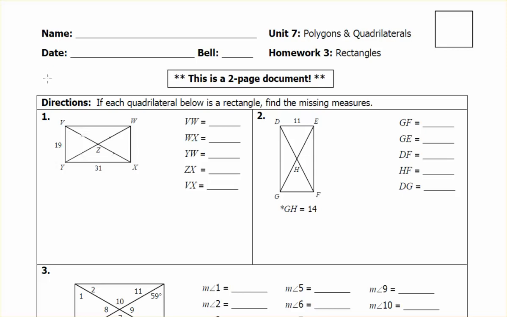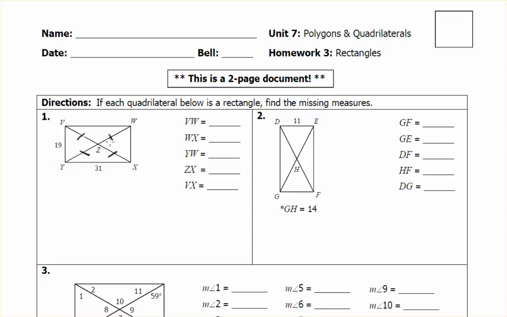The first thing I want to do is make sure we remember the properties that we learned of a rectangle. There were two new properties. The first one was that the diagonals of a rectangle are congruent to each other. Remember, if we combine that with the property of a parallelogram for the diagonals, which was that they bisect each other, that means for a rectangle, all of the inside sections of our diagonals are going to be congruent to each other.